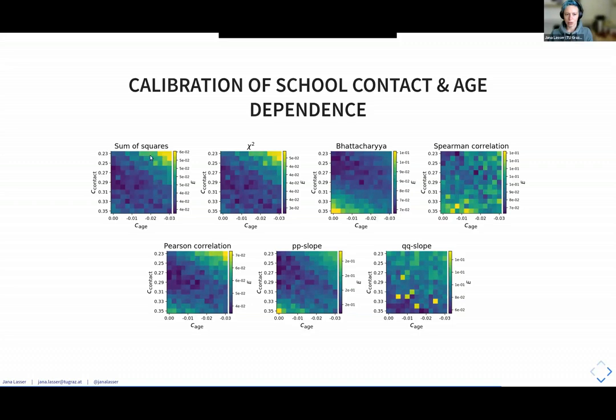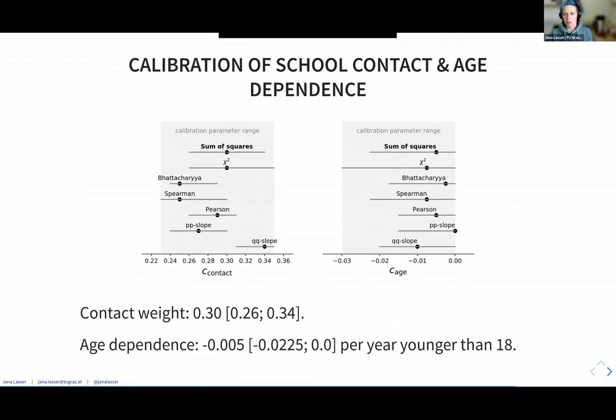And then we could determine the minimum in this plot. As you can see, these plots are still a bit noisy, so we bootstrapped these ensembles of simulations 1,000 times to get a confidence interval around the minimum. And this is what we find. For all the different distance measures, we get a convergence of this contact modification at around a third.